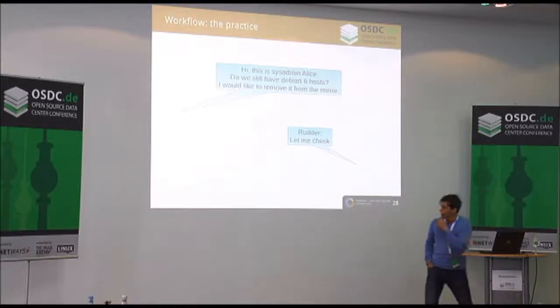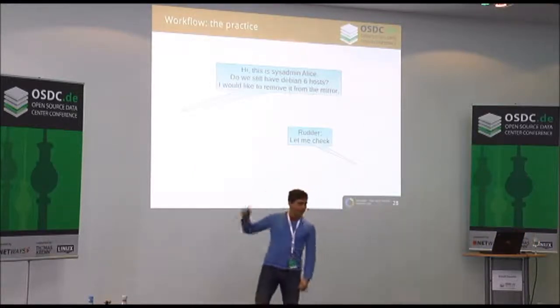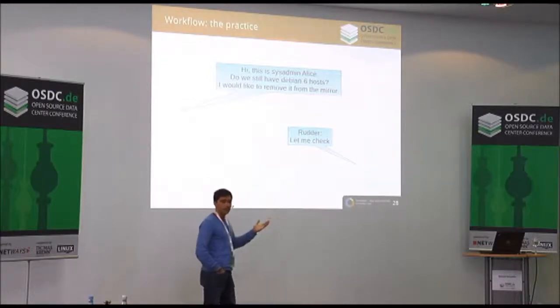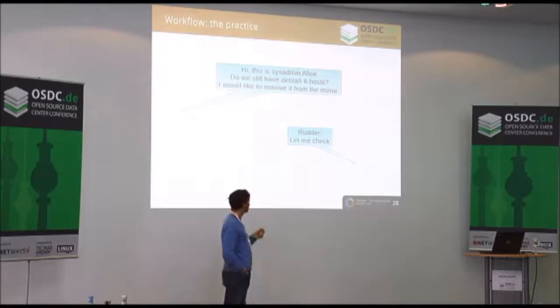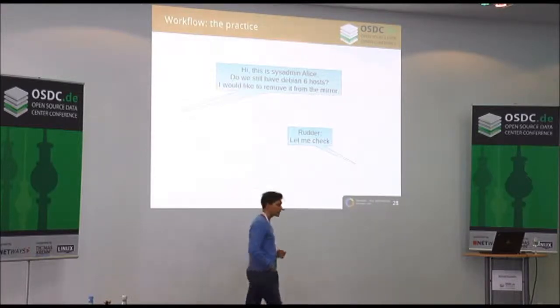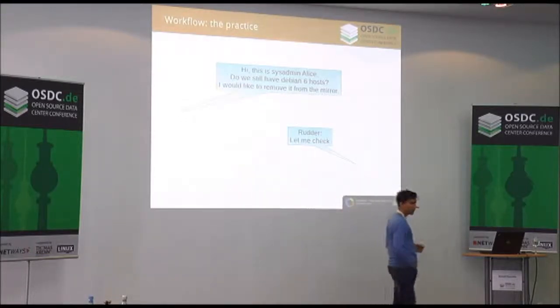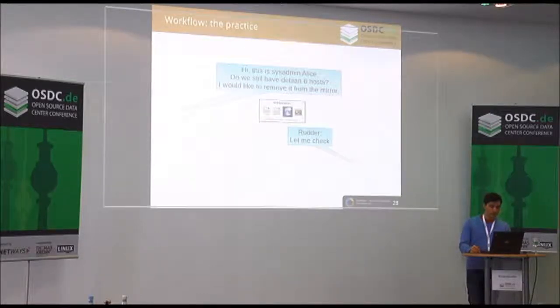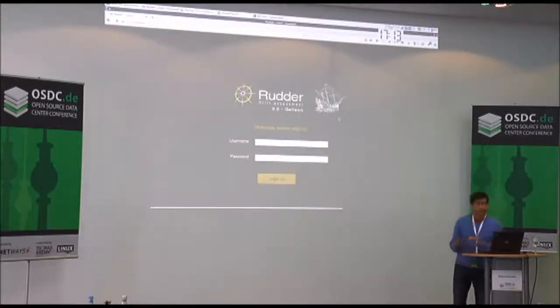Here's an example. So I'm Alice. Hello. I want to know if there's any more Debian 6 servers, because I want to remove the mirror to have some space. So can I do it? Well, let's check on Rudder. I've already installed Rudder on a small platform.